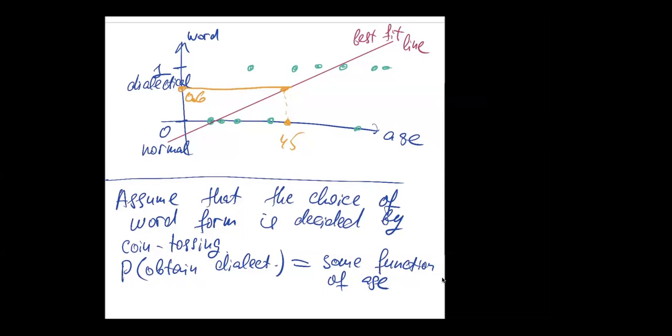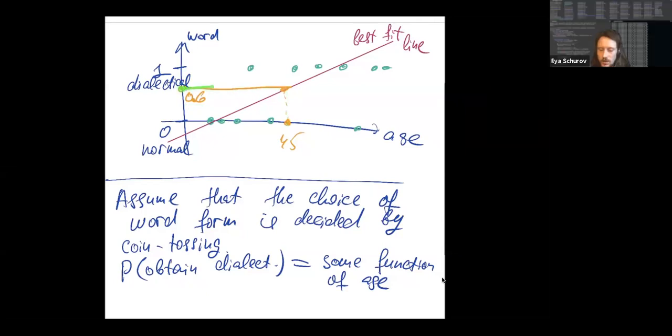I have a question. So this model means that a person who is 45 has more or less equal probability to choose the normal or dialectal word. Yes, I put here 0.6, so it means it is slightly more likely to get a dialectical form, but it is close. Yes, our current interpretation is this.